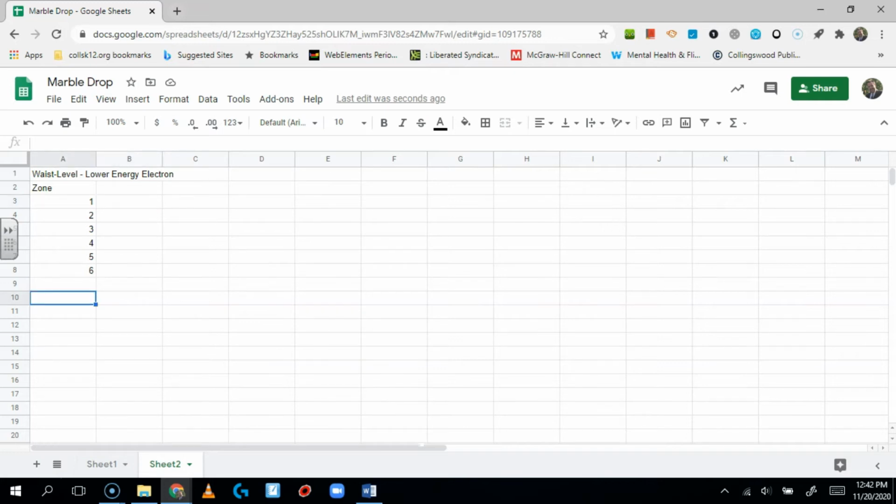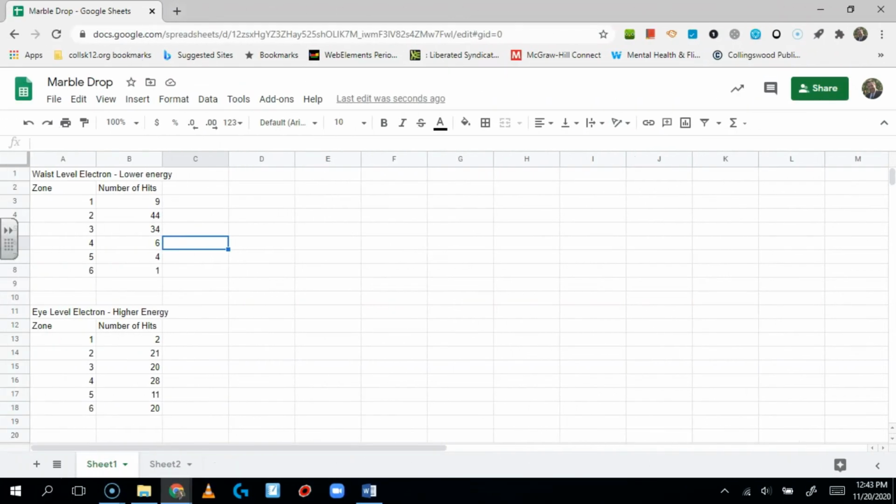And then don't forget that there was an eye level, and those were the higher energy electrons. And again, we drop those and they hit a certain zone. Zone 1, 2, 3, 4, 5, 6. Okay, so I'm going to enter that data in there.